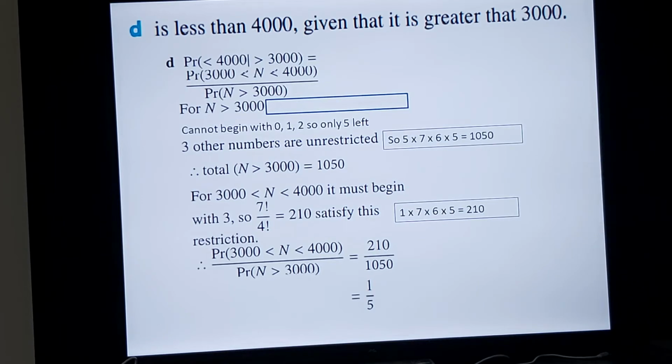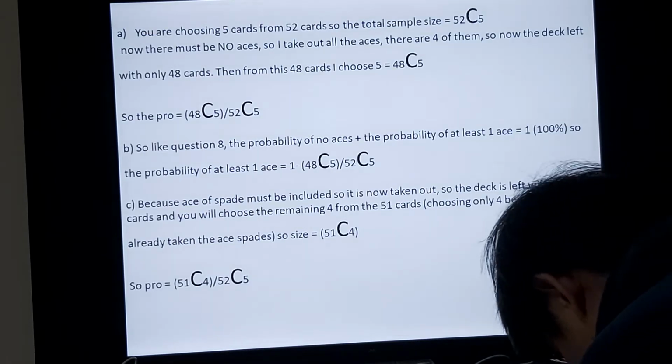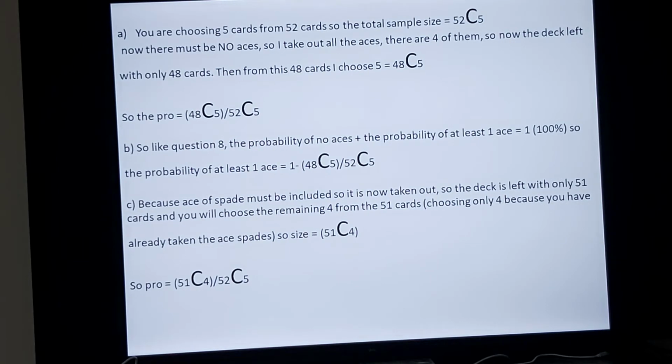The next one is question 10. A hand of 5 cards is dealt from a normal pack of 52 cards. Find the probability that the hand will contain no aces. Now you're choosing 5 cards from 52 cards, so the total sample size is 52C5. Choosing 5 from 52.